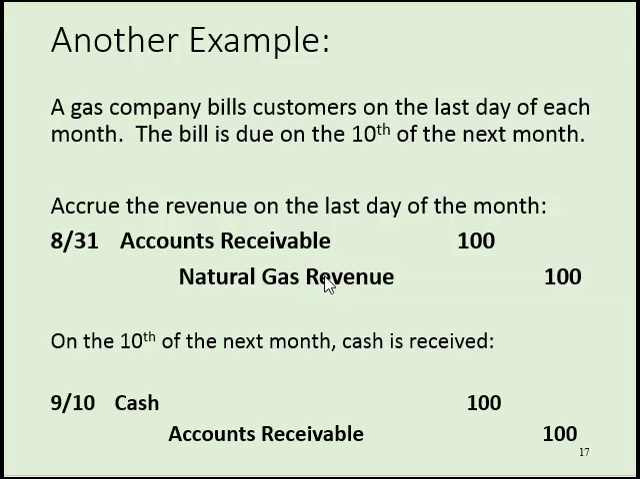And the reason is we have performed the service of providing the natural gas to our customers. So we have earned that revenue, and therefore we have the right to recognize it and the corresponding accounts receivable. And when we do get the cash later on the 10th of the following month, at that point we will debit cash and credit accounts receivable to remove it from our books. So the first entry, what we're doing is accruing the revenue that we've earned prior to the actual receipt of cash in the following month.